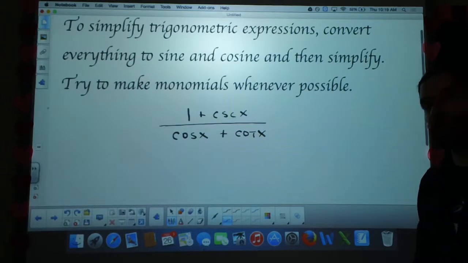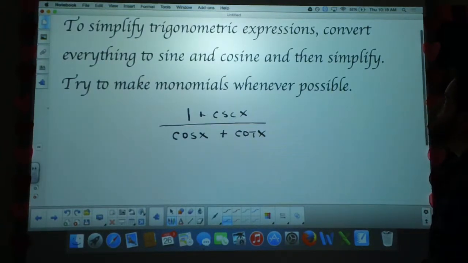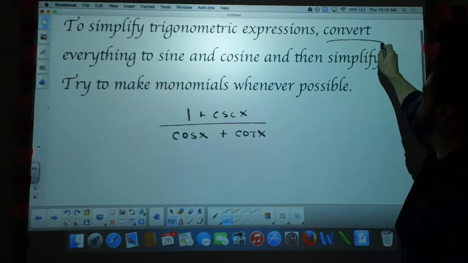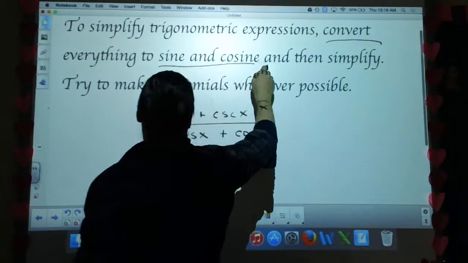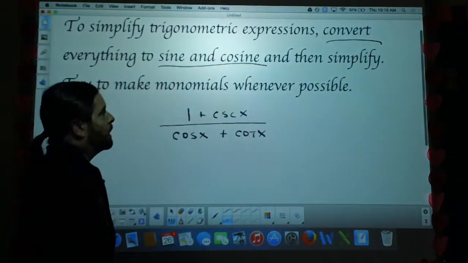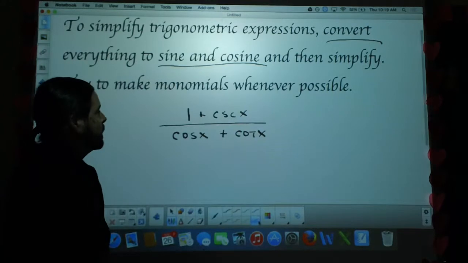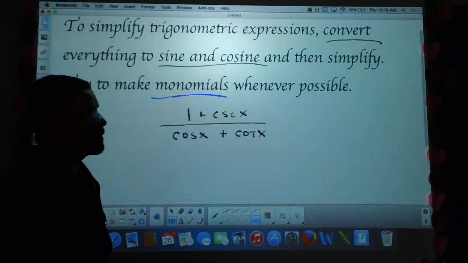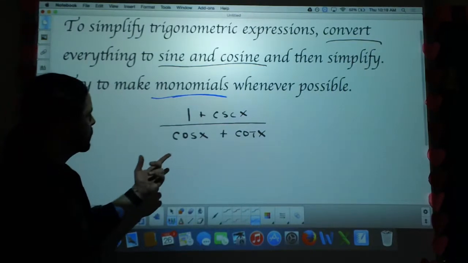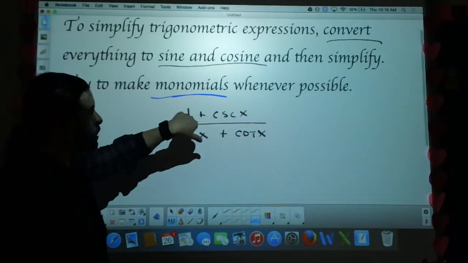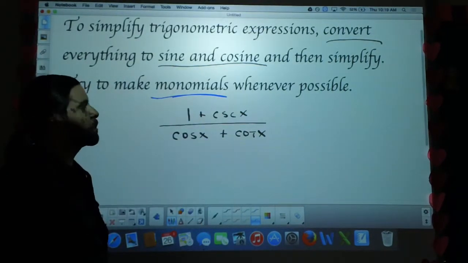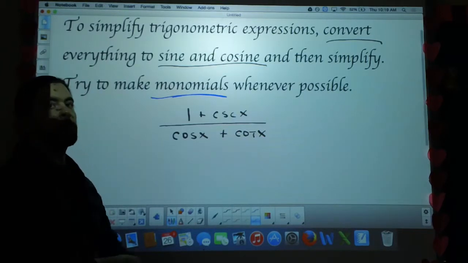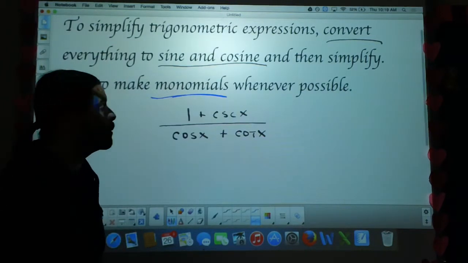And so here's my advice on simplifying. One is convert everything to sine and cosine. And the other is don't forget that monomials are a lot easier to deal with than polynomials. For example, if that were a cosine, I could not cancel those out because they're part of a polynomial. So whenever you can, tend towards monomials.